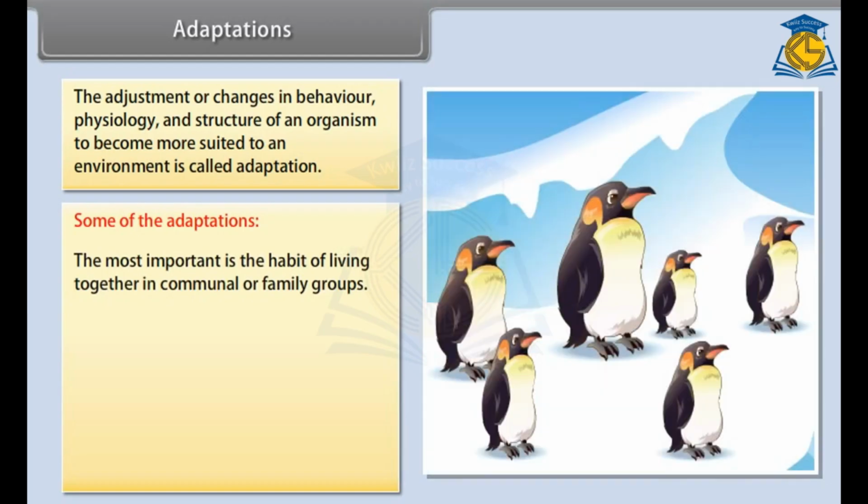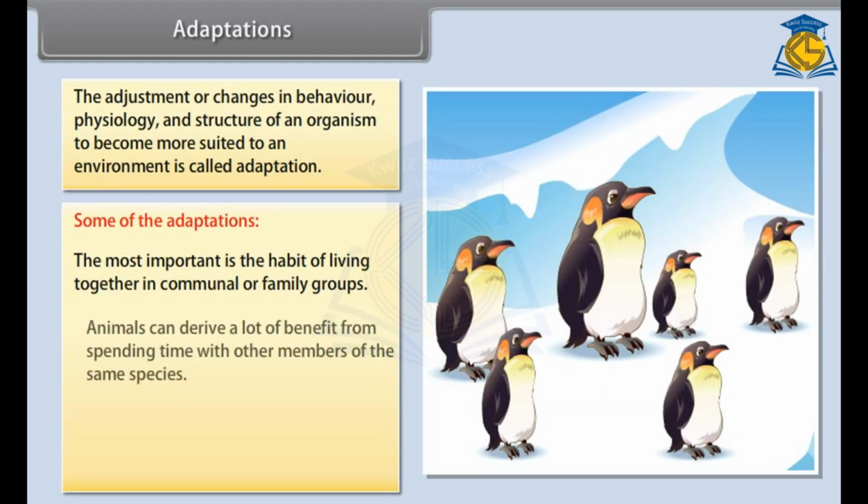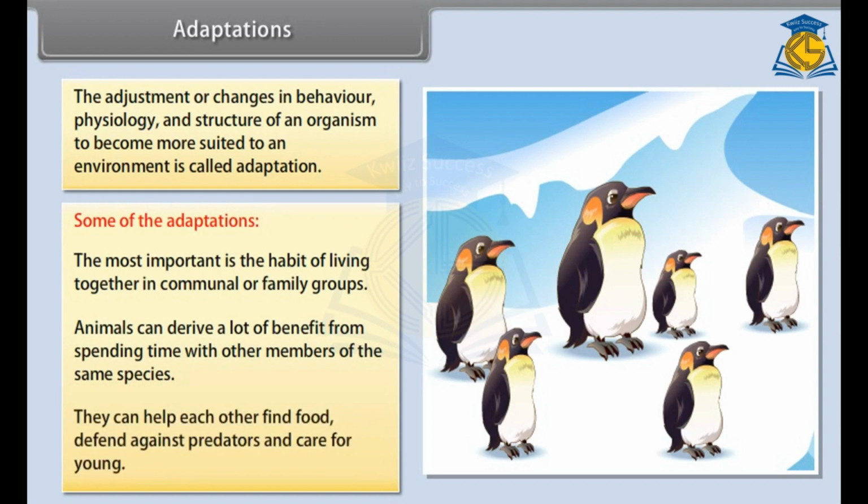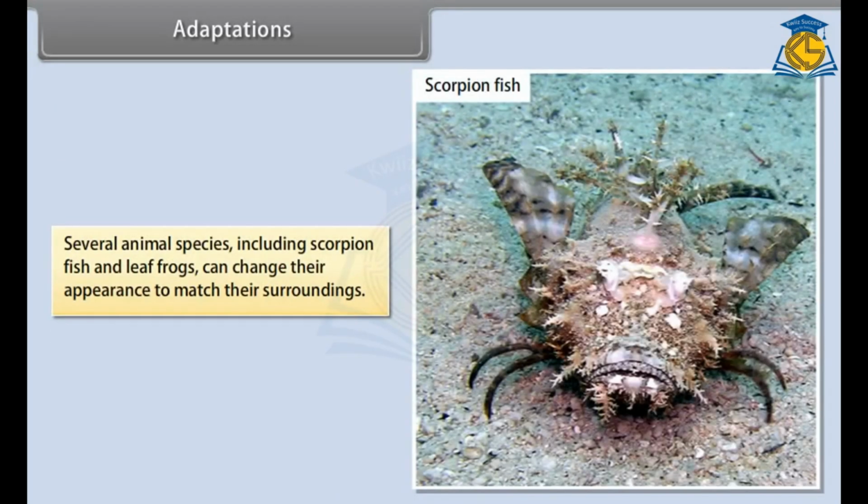Some of the adaptations: the most important is the habit of living together in communal or family groups. Animals can derive a lot of benefit from spending time with other members of the same species. They can help each other find food, defend against predators, and care for young. Several animal species, including scorpionfish and leaf frogs, can change their appearance to match their surroundings.